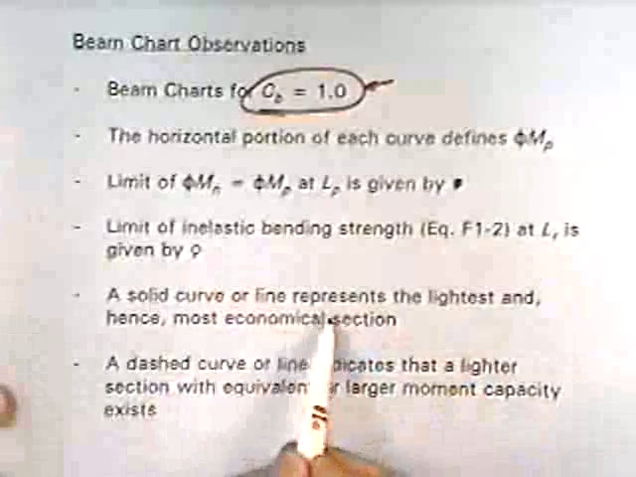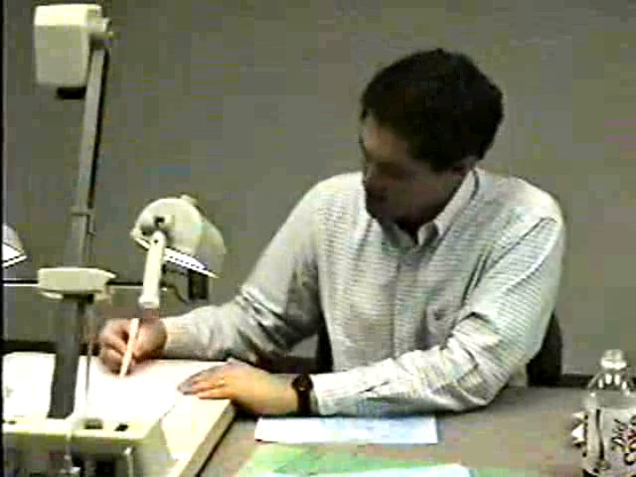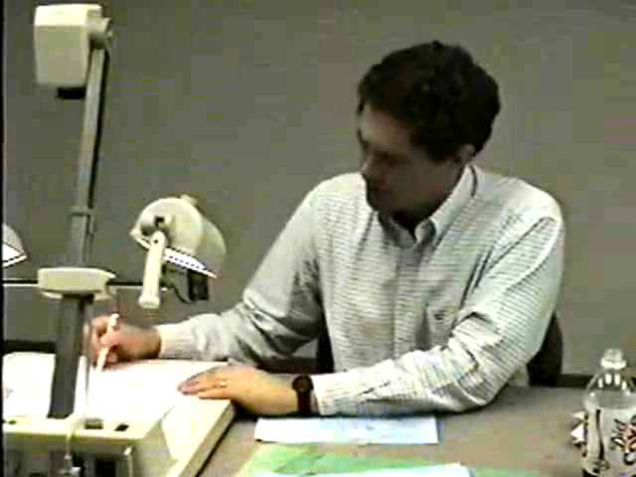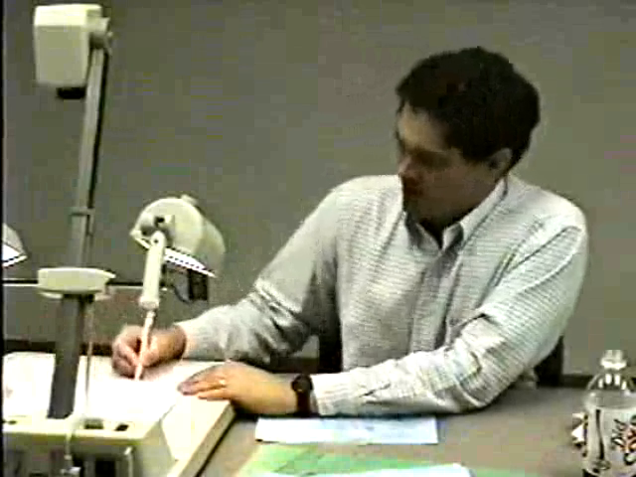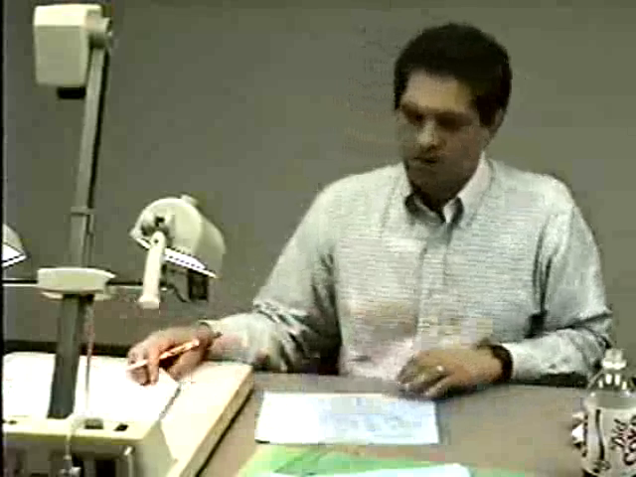Again, a solid curve or line represents the lightest and hence the most economical section. A dashed curve or line indicates a lighter section with equivalent or larger moment capacity exists if you just move up a little bit. Now, if you're designing for economy, that's fine, but watch out. Sometimes when you pick the lightest section, you may end up with a beam section that has problems with deflection. And that's something else we have to check, which we'll do in a minute.